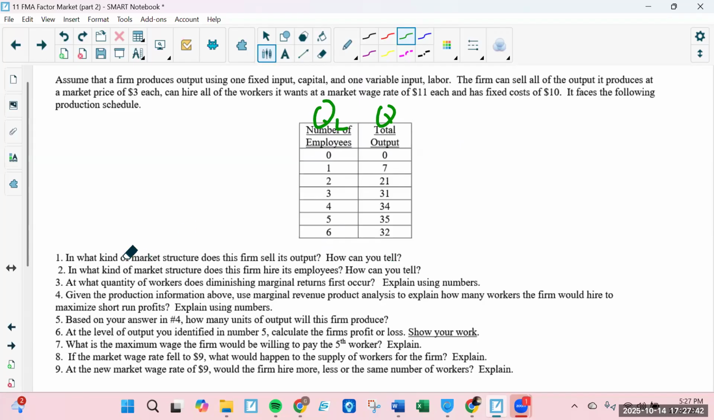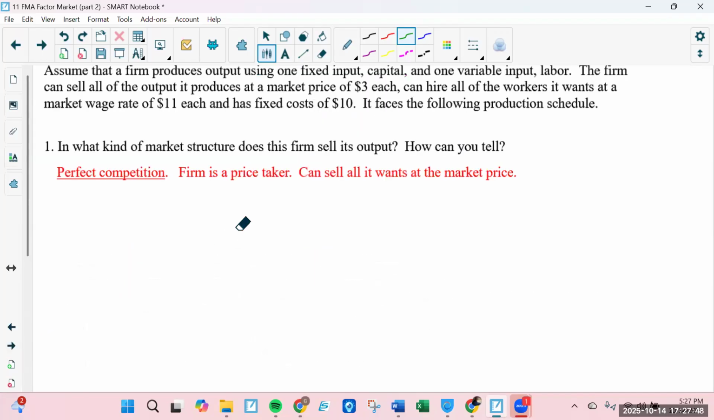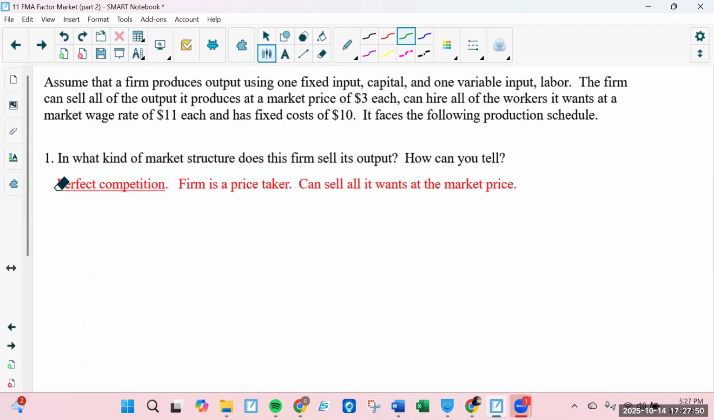The first question is: what market structure does the firm sell its output in? How can you tell? The answer is it sells its output in a perfectly competitive product market. The reason you know that is it tells you the market price is $3. It can sell as many units as it wants at $3. It's a price taker, which makes it perfect competition.